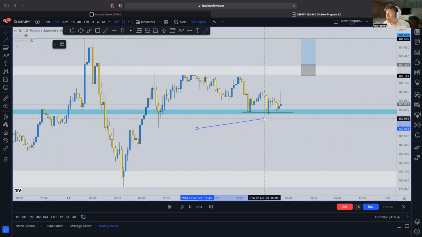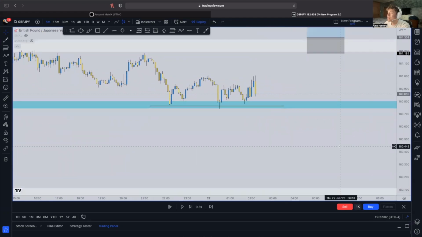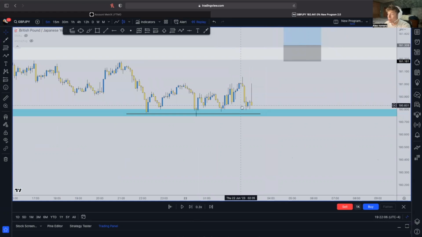So I'm looking to potentially get into this trade somewhere around in here, but something happened, right? We actually ended up missing our trade. And price, as it came back down to retest one more time, we got this one fat candle.